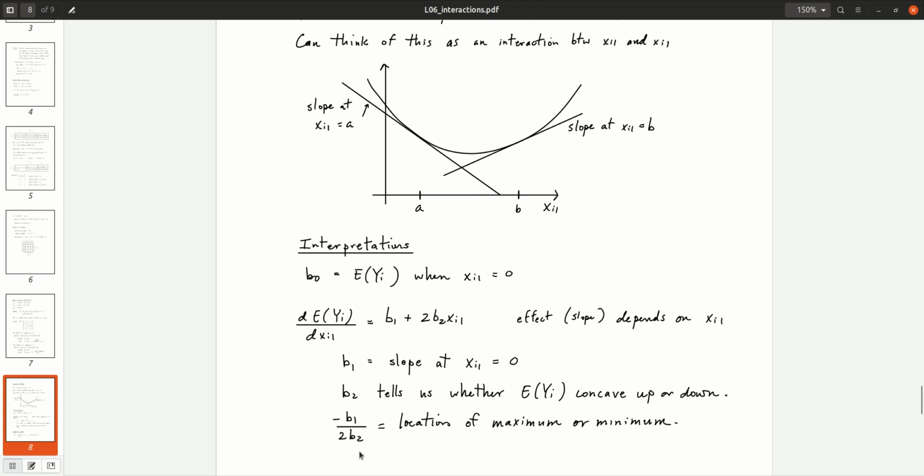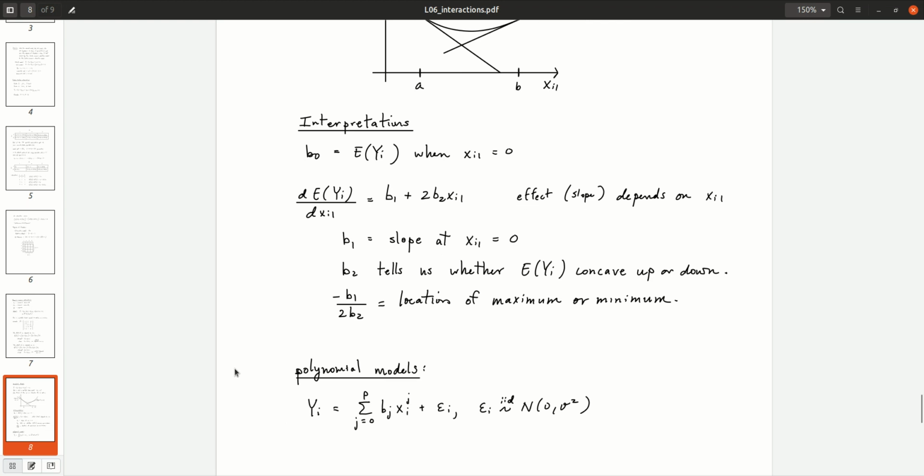And another piece of useful information from these coefficients is the location of the maximum or the minimum. By that I mean where along the xi1 axis does the quadratic attain its minimum if it's concave up, or its maximum if it's concave down. And that formula, as you remember, is just minus b1 over 2b2. Negative, if you remember the mnemonic, negative b over 2a. That's just this in terms of the notation we've chosen for the quadratic.